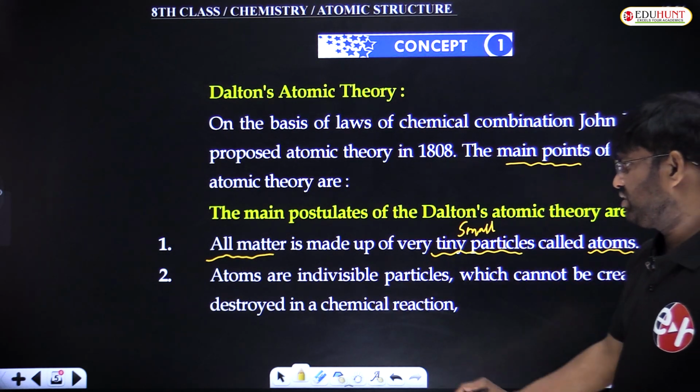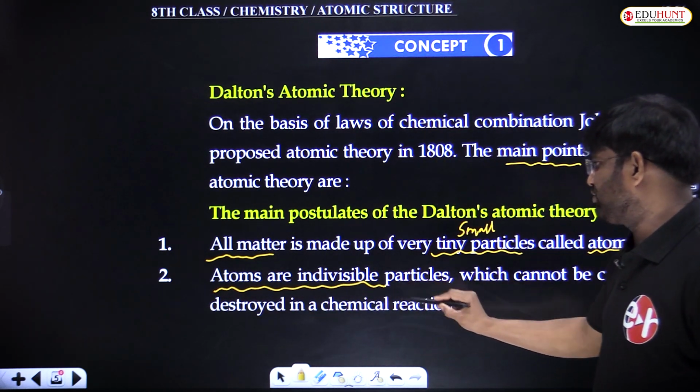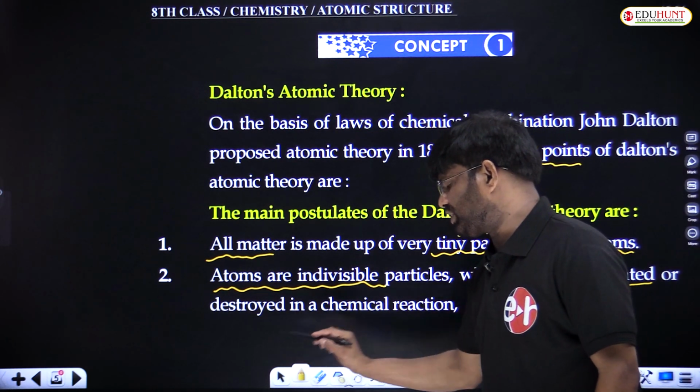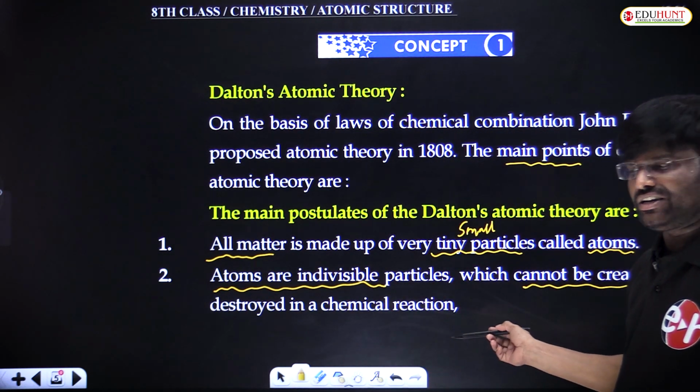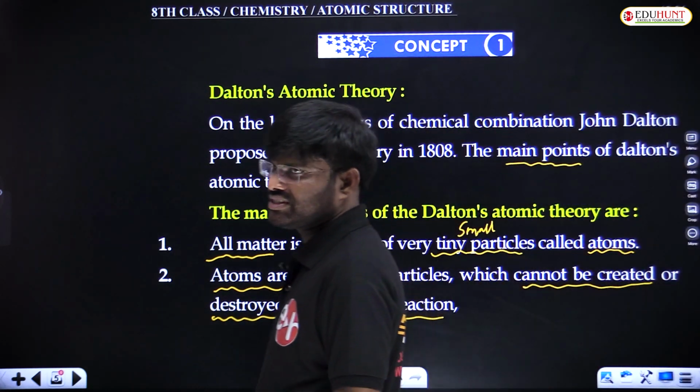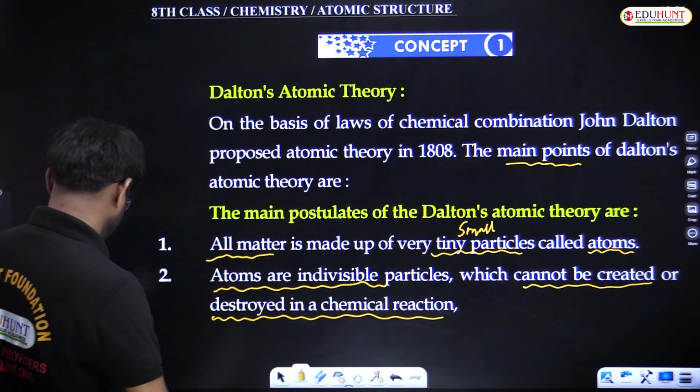These are called atoms. Atoms are indivisible particles which can neither be created nor destroyed in a chemical reaction. So this is the second point. I explained this part.